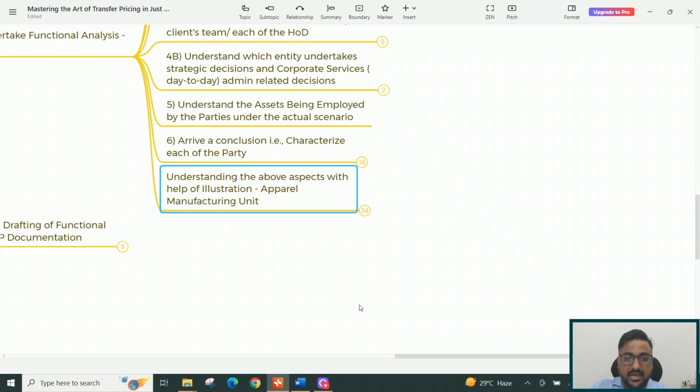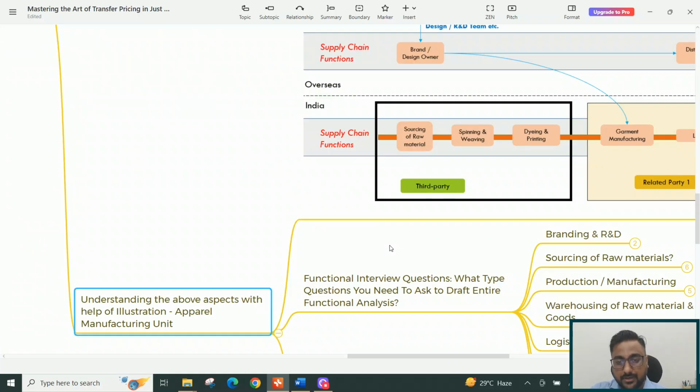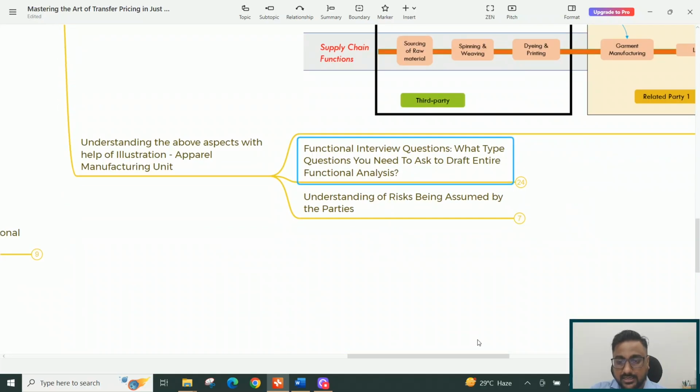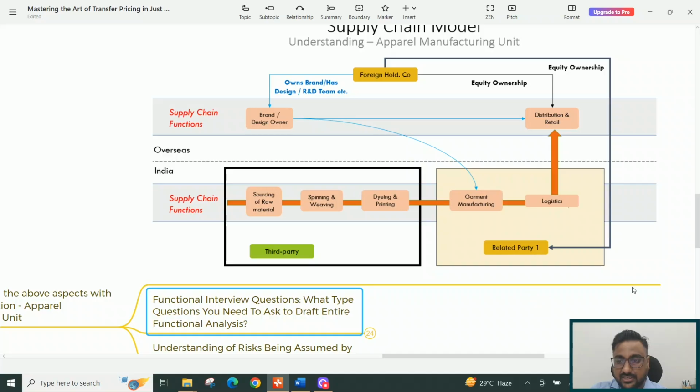So now guys, as you can see, we need to understand all the above aspects in case I take an illustration of an apparel manufacturing unit, under the textiles. If I just take that simple illustration, which is a bit detailed, not complex, then let me show you how you need to undertake that analysis. Now guys, as you can see here, I have created one supply chain model.